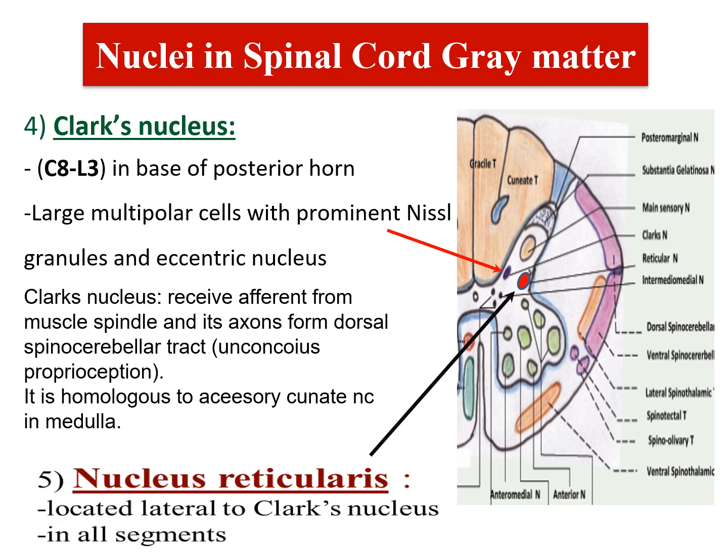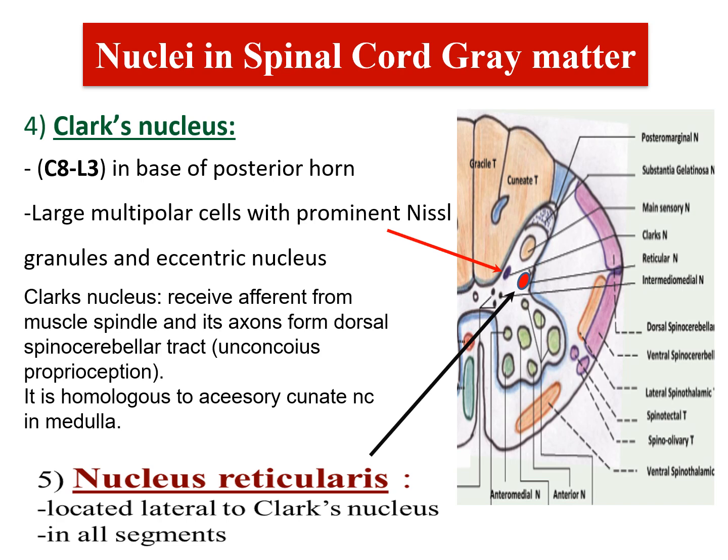What about the structure of Clark's nucleus? It contains large multipolar cells with prominent Nissl granules and an eccentric nucleus. As regards its function, it receives afferent nerve fibers from muscle spindles, and its axons form the dorsal spinocerebellar tract, which is an unconscious proprioceptive tract, responsible for unconscious proprioception. It is homologous to, or similar to, the accessory cuneate nucleus, which is present in the medulla of the brainstem.